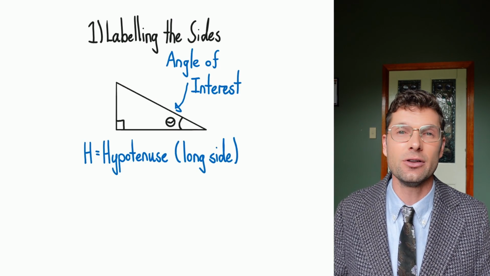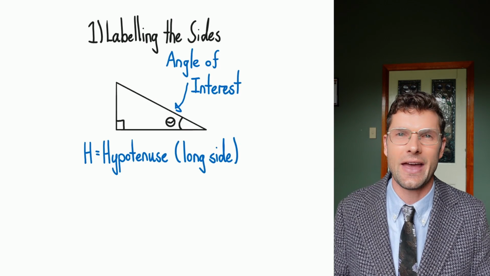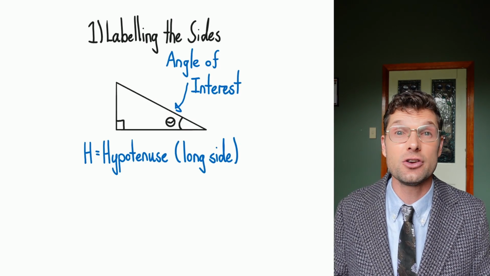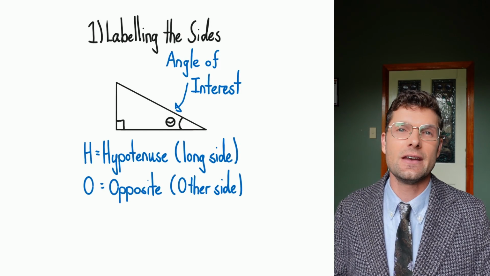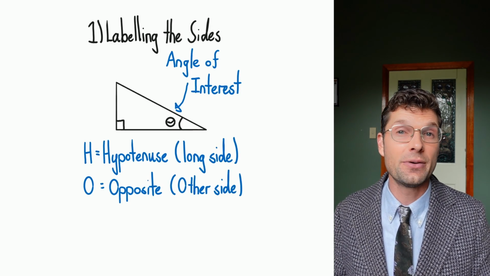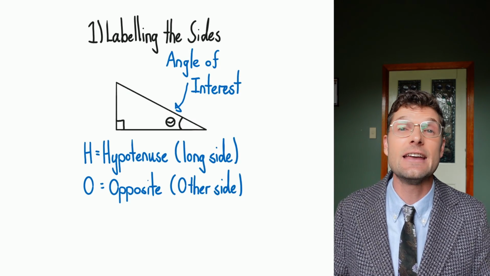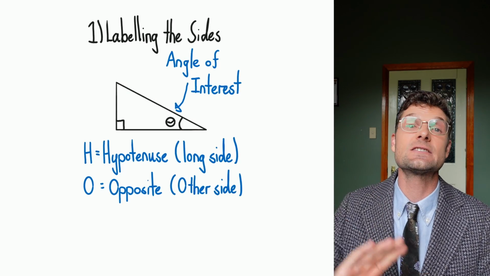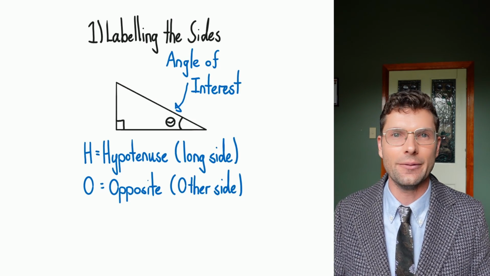The first side we're going to label is the hypotenuse, which is a word we've probably already seen before in Pythagoras' theorem. So the hypotenuse is just the long side, or it's the one opposite the right angle. The next side we have to label is the opposite side, and this is opposite our angle of interest. It's all the way on the other side. It's as far away as it can be, so I like to remember the O as other.